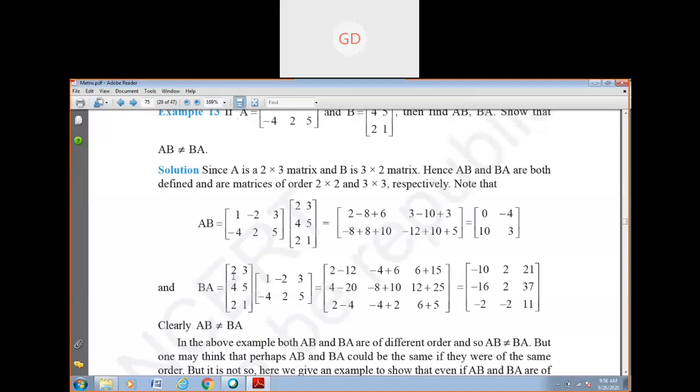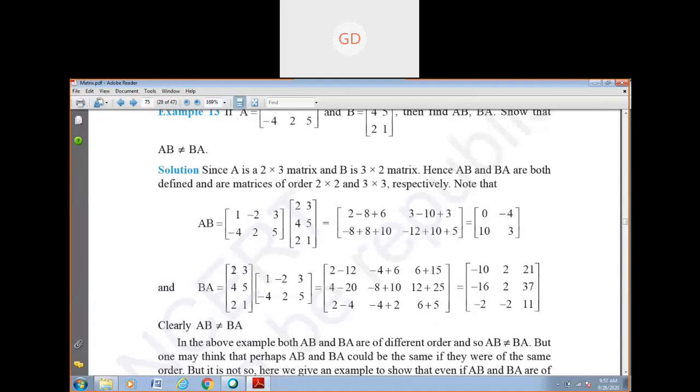In a similar way, first row into first column, first row into second column, first row into third column. So you see first row 2, 3, first column 1, minus 4, multiply. That's corresponding: 2 into 1, 3 into minus 4. That is 2 minus 12. So this 2 minus 12.